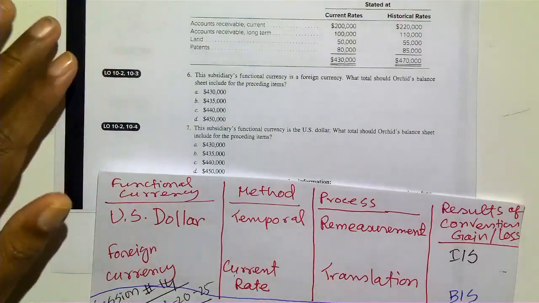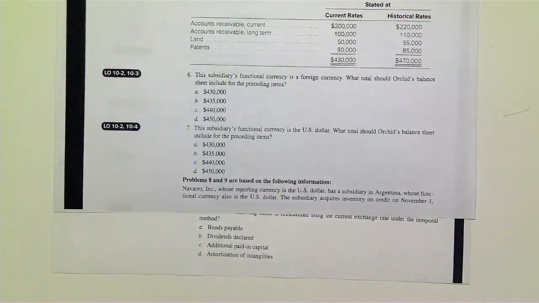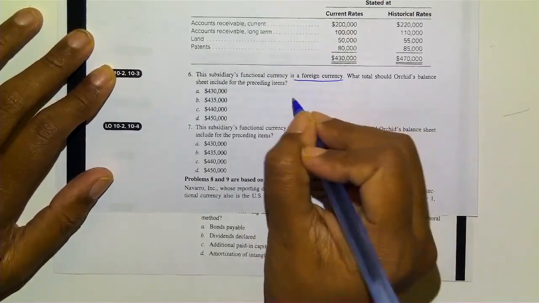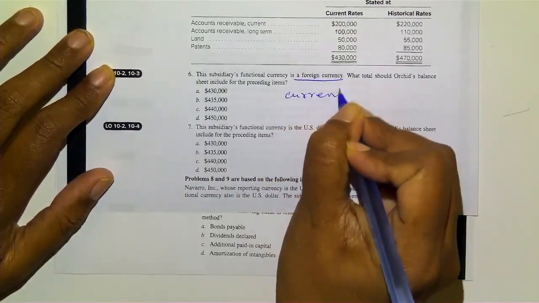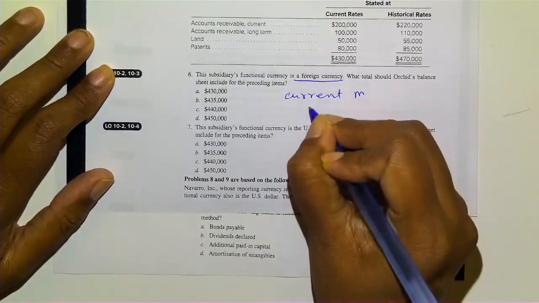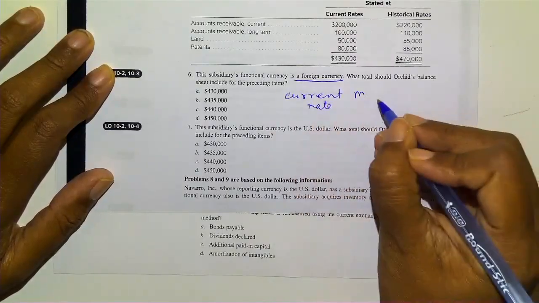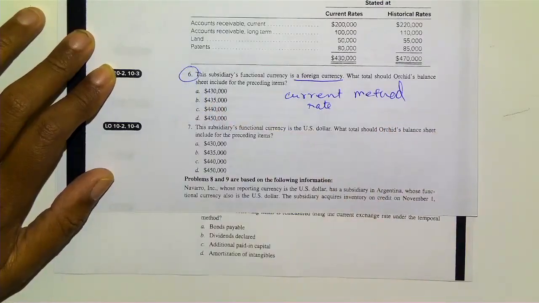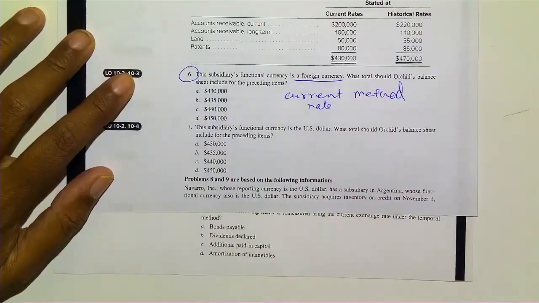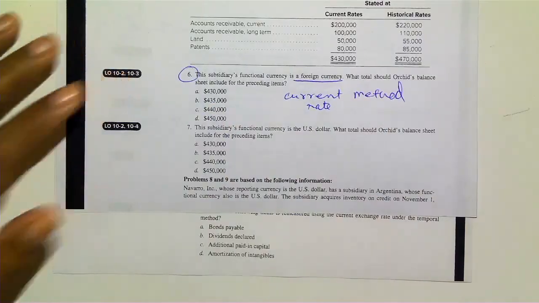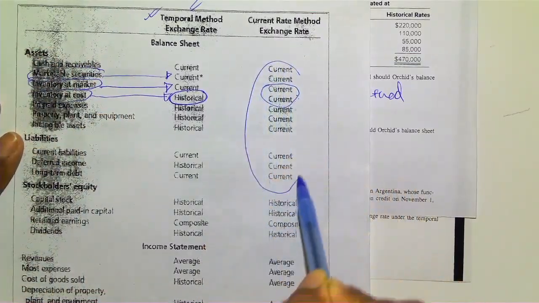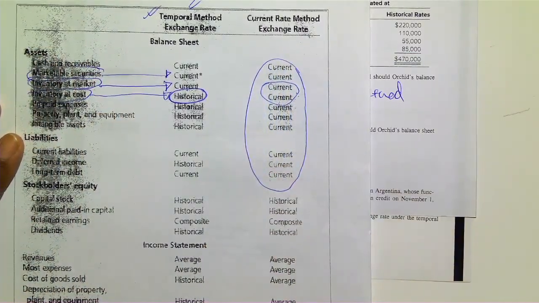Okay, Agnes, you tell me what is the functional currency for number 6? Current rate method? Yeah, the functional currency is a foreign currency, so you're going to use the current rate method. Current rate is very easy to remember. All assets and liabilities will be converted using the current rate.